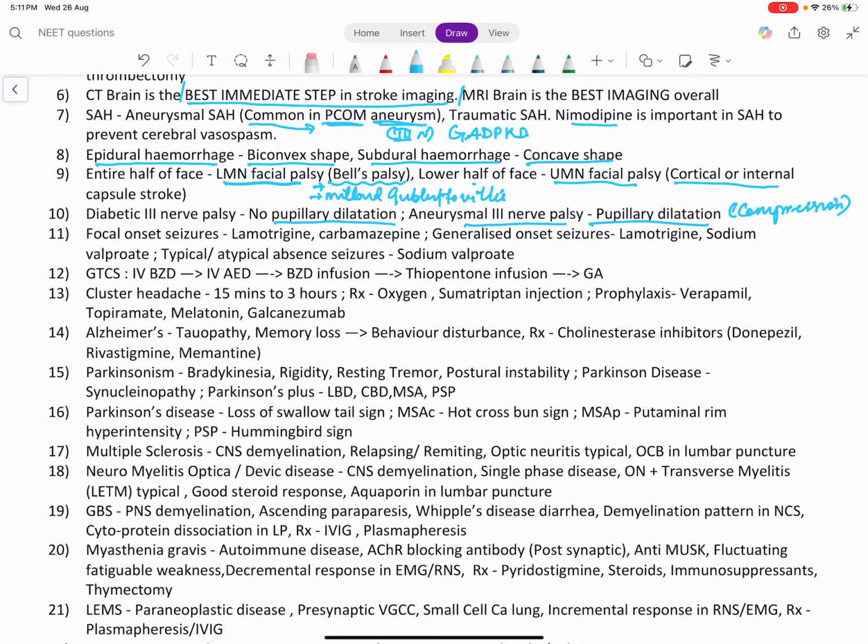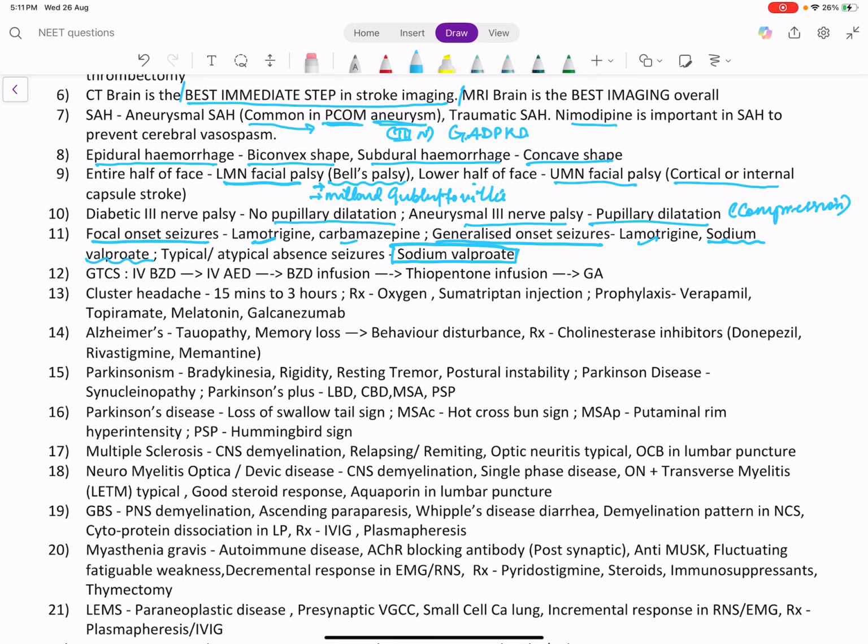About seizures, we have two types, focal onset seizures and generalized onset seizures. Focal onset seizures, the drug of choice as per Harrison is lamotrigine or carbamazepine. For generalized onset seizure, drug of choice is lamotrigine or sodium valproate. Remember sodium valproate here. Typical or atypical absence seizure, sodium valproate. So except in focal onset seizure, sodium valproate comes everywhere.